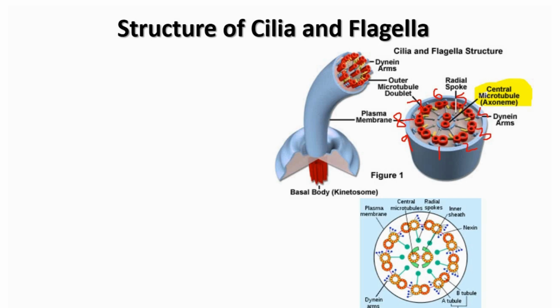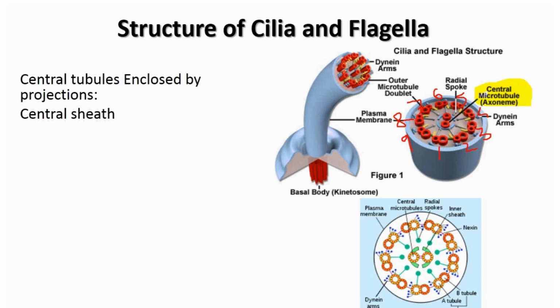This axoneme acts as a scaffold for axonemal inner and outer dynein arms that move the motile cilia and provides a track for molecular motor proteins such as kinesin 2 that carry protein along the length of the cilium. Now let's see some of the features. The central tubule is enclosed by projections.